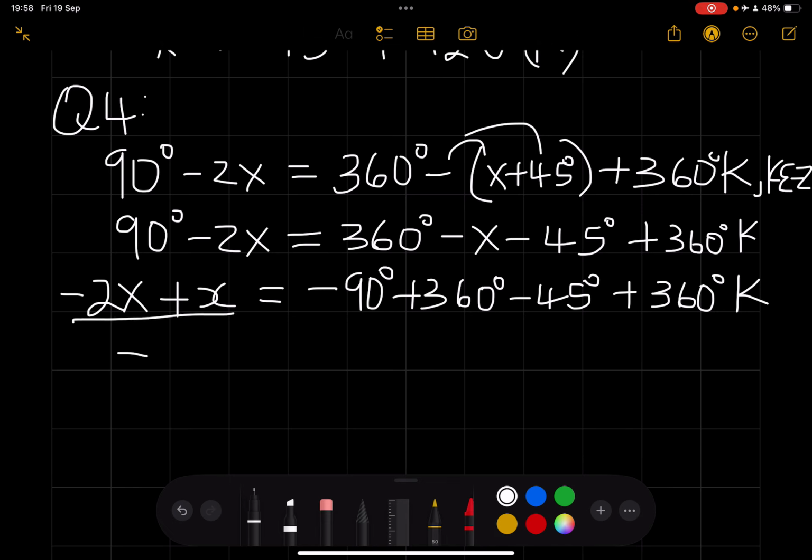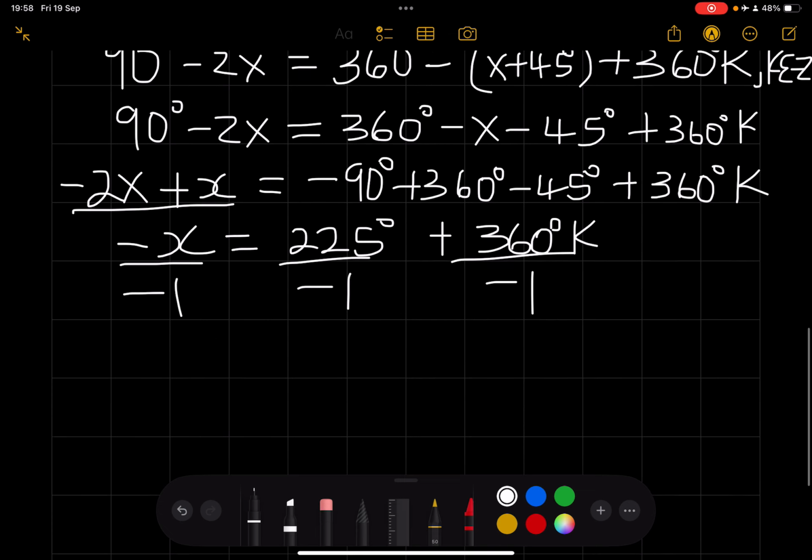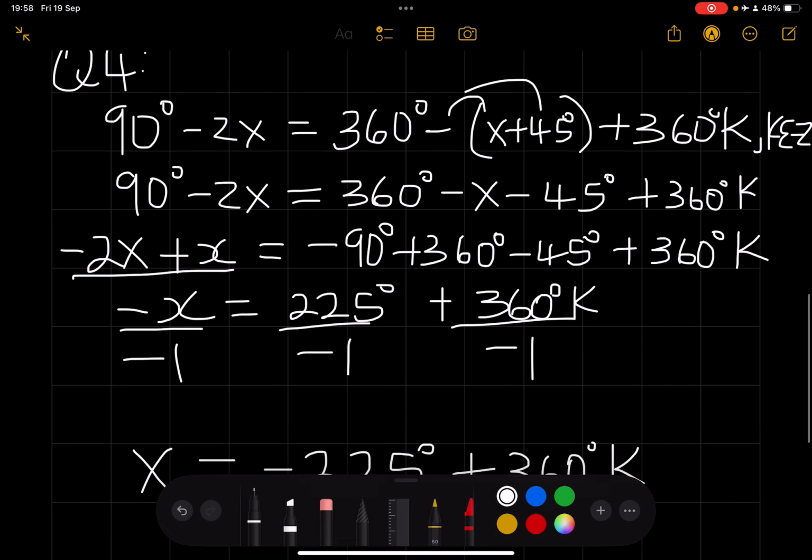This side you have negative x equals 225 plus 360k. We divide everything by negative 1 to make our x positive, and then that is negative 225 plus 360k, because division by 1 is just the same thing that you're dividing. Right, and that is your general solution.